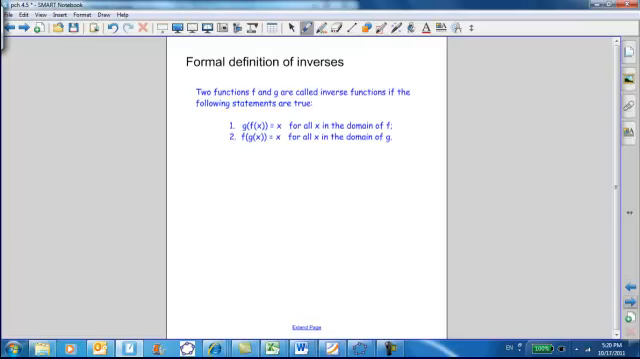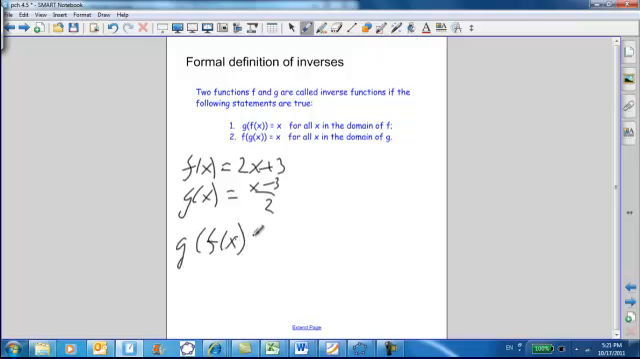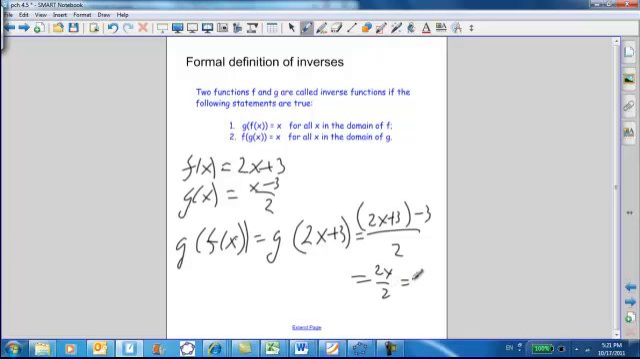And here's how we prove if two things are inverse functions. The composition in each direction should make x, either way we do it. So we had f of x equals 2x plus 3, and here's our proposal for the inverse. G of x equals x minus 3 over 2. G of f of x is g of 2x plus 3. So now we put 2x plus 3 into the g function. We get 2x over 2, which is x.